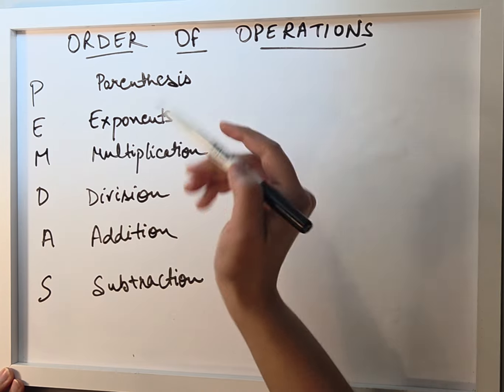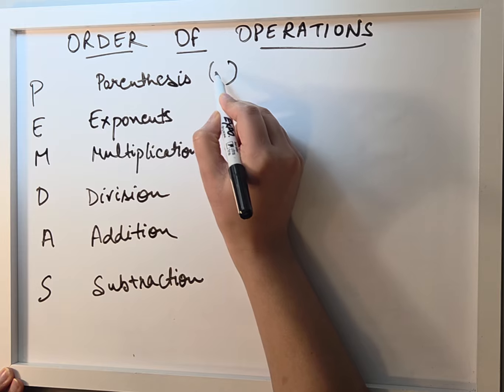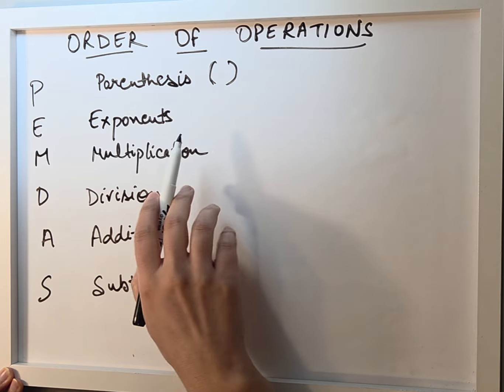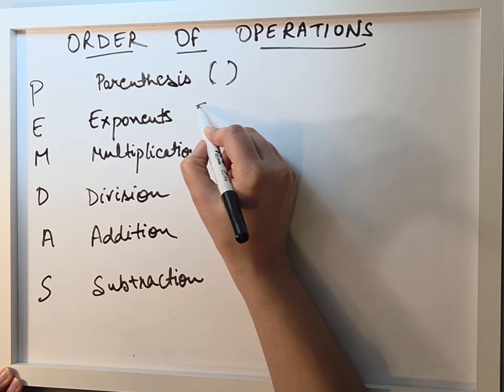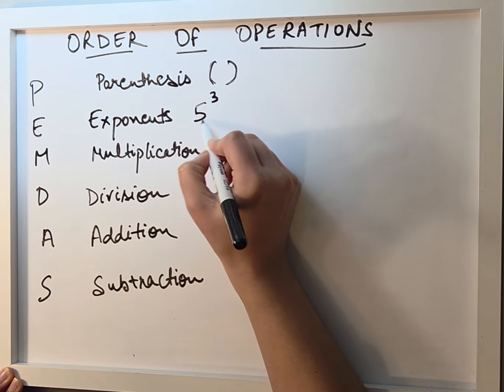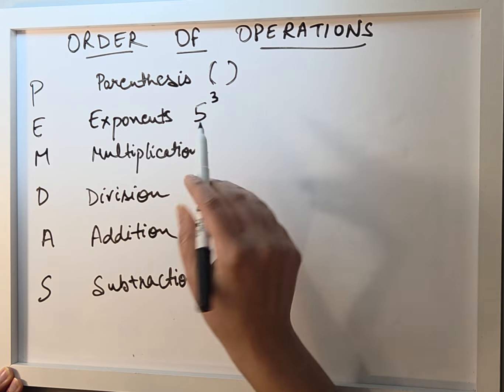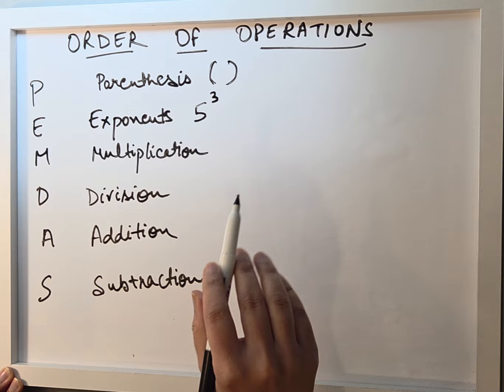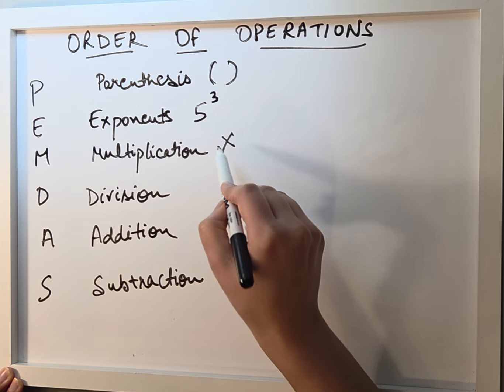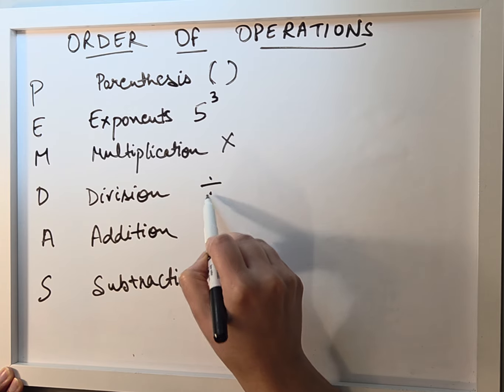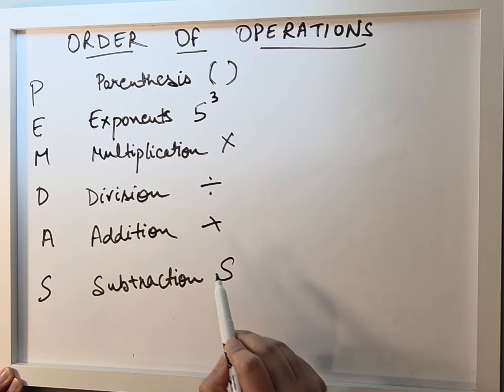P means parentheses, the brackets that we have. Then exponents, for something, some base raised to a power, like 5 raised to the power 3. Then we have multiplication, division, addition and subtraction.